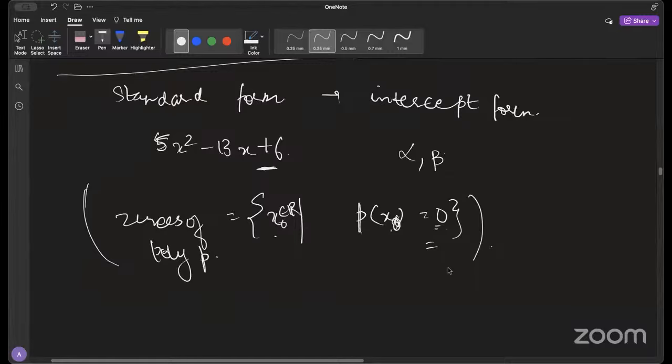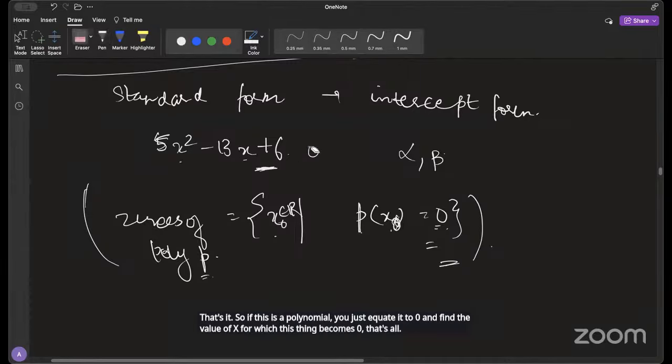Is this thing clear? The zeros of a polynomial are the same thing as putting the polynomial equal to 0 and then finding the values of x. That's it. So if this is a polynomial, you just equate it to 0 and find the value of x for which this thing becomes 0. That's all. Those are called your zeros.